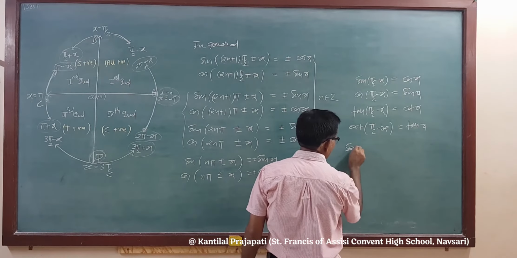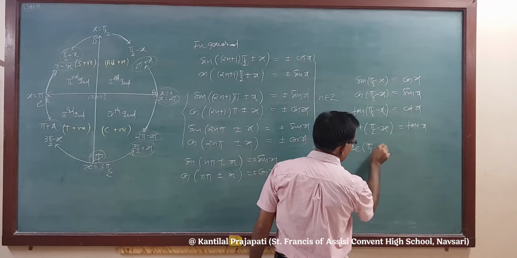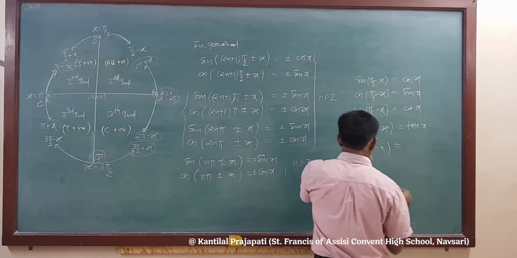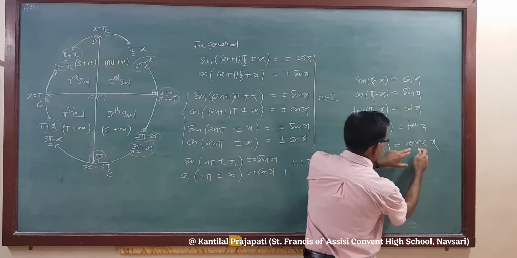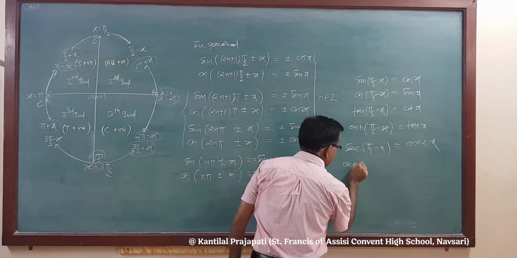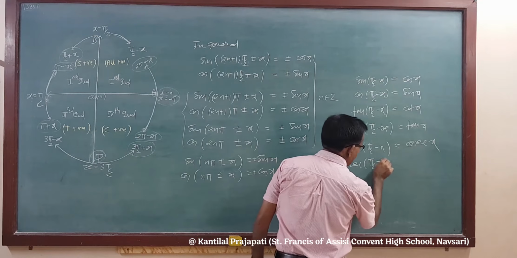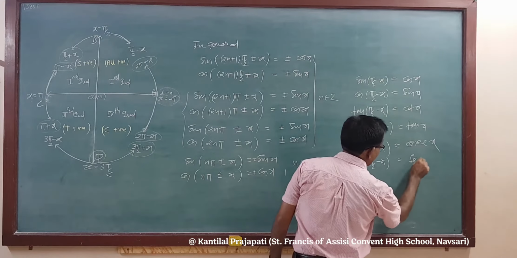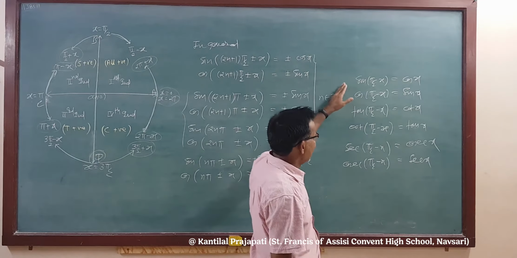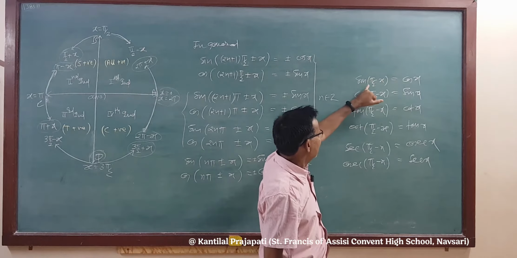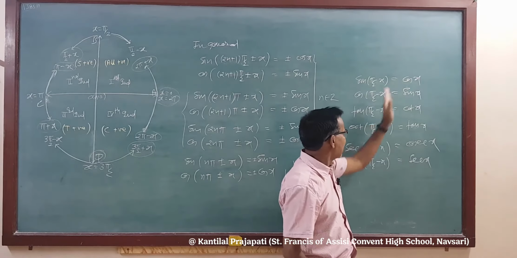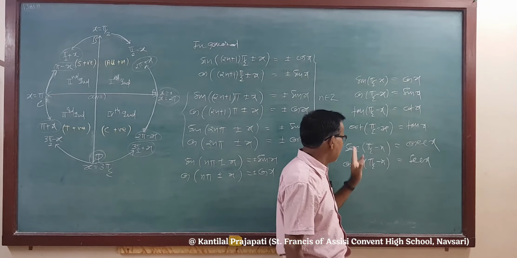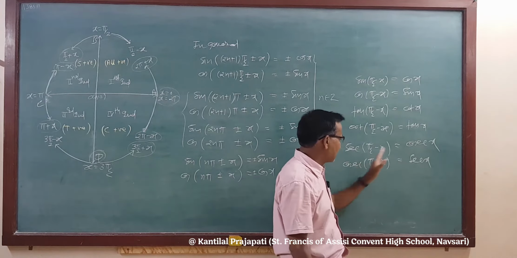Then sec of pi by 2 minus x, we get cosec x. Sec will be changed to cosec, and cosec will be changed to what? Sec x. Now see, I have already told that at pi by 2 the function will be changed: sin to cos, cos to sin, tan to cot, cot to tan, sec to cosec, and cosec to sec, in every function at pi by 2, right?